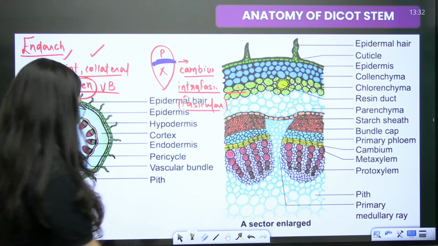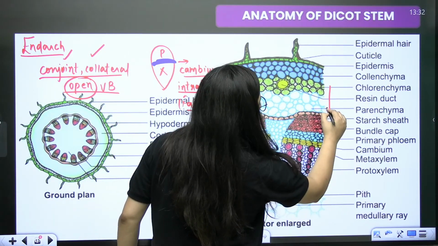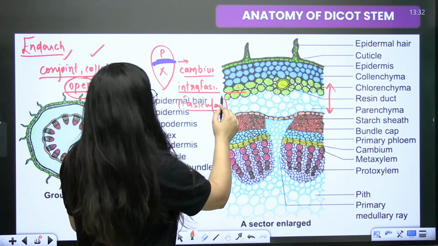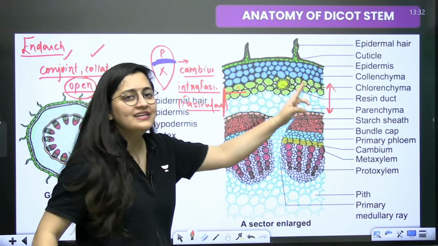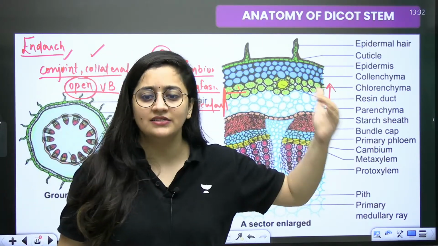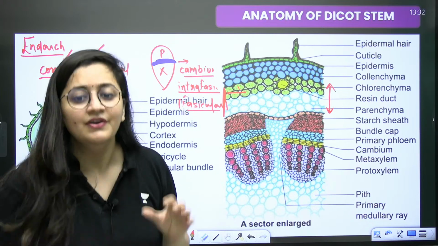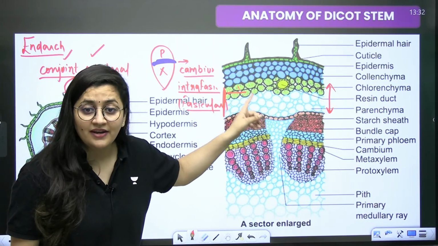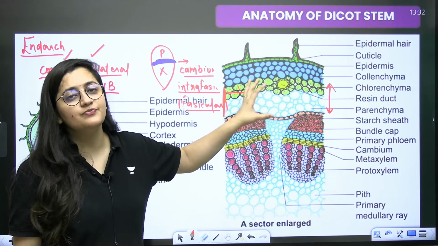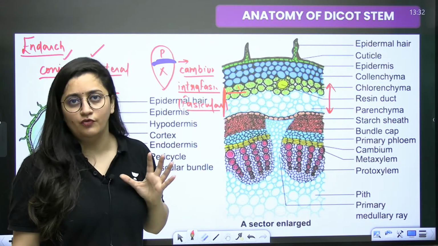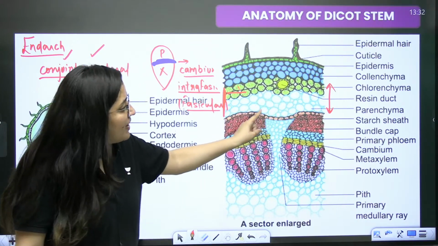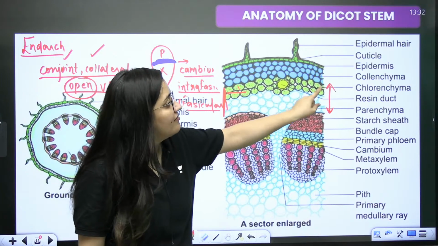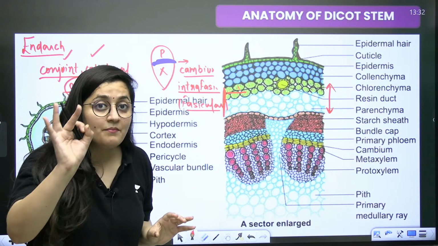Done, bache? And when you look at this part, this is the general cortex. Now, bache, in this general cortex we mainly have parenchymatous cells. And you know the main function of these parenchymatous cells is to store food, right? Even in this cortex, some of the parenchymatous cells also have chloroplast. So remember it, right?